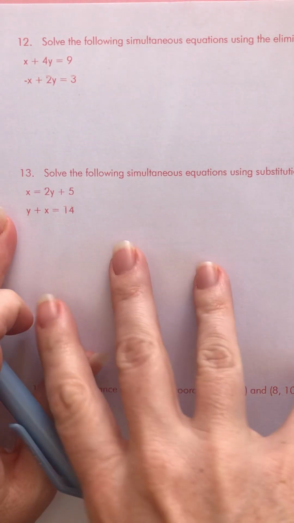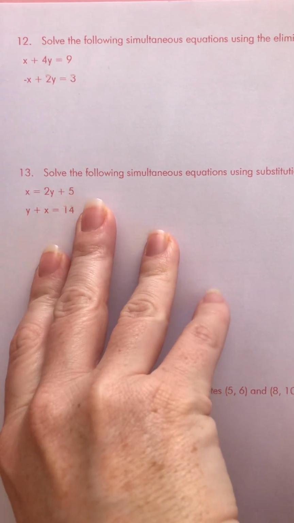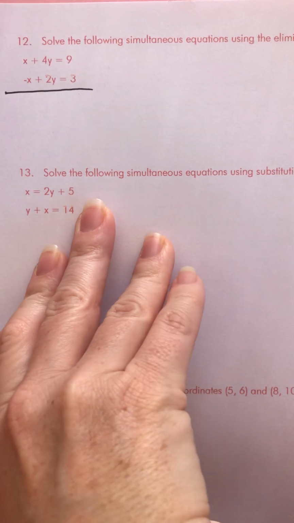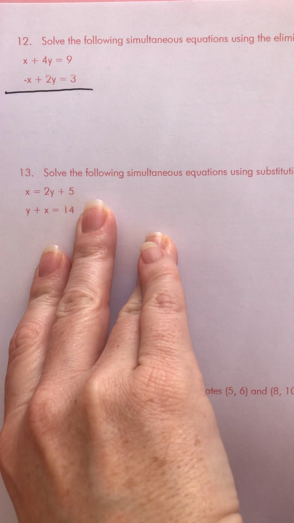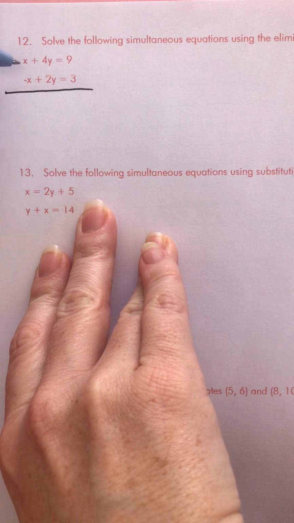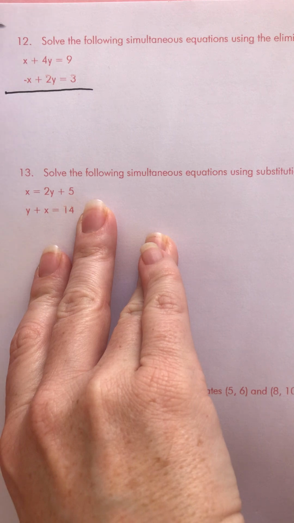So we're instructed to use elimination method. When we look at the elimination method, we're looking for, in our two equations, a matching set where we've got a positive and negative of a value. So here we've got x and we've got negative x. So this works really well for our elimination. So we're just going to add those two equations together.